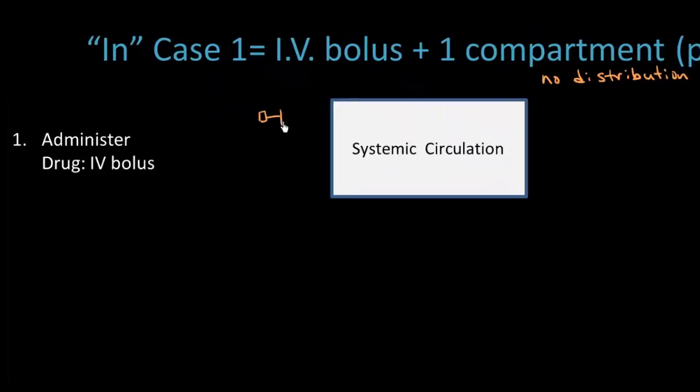Here is our syringe. We give this drug IV bolus, and there's a certain volume of drug in here, and there's a certain concentration of that drug in here. And so remember, concentration is equal to what? Concentration is equal to mass divided by volume. We'll get back to this in 1 second.